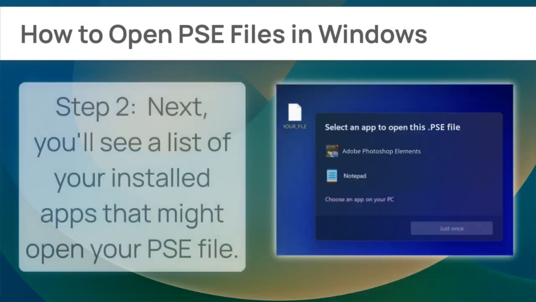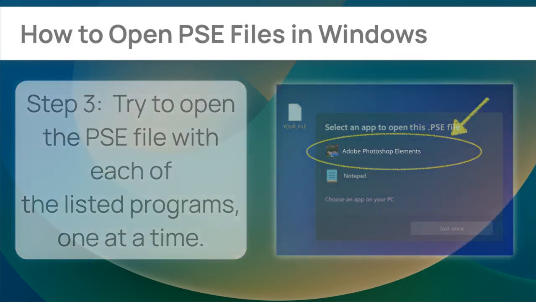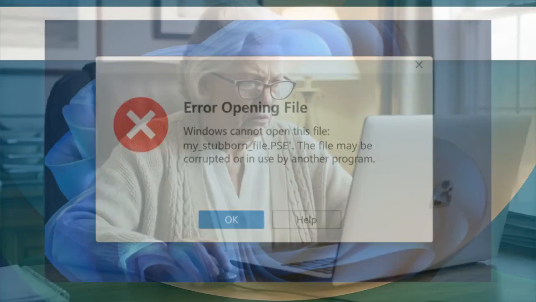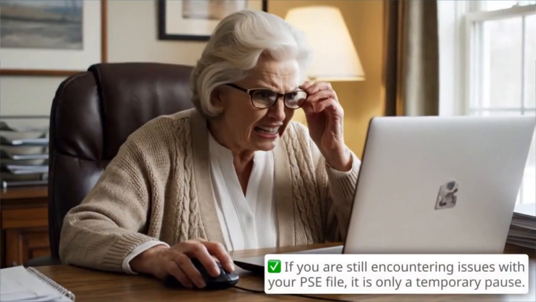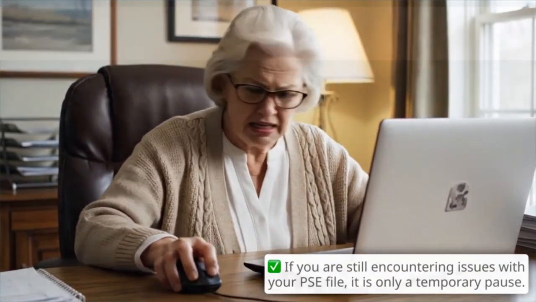Right-click your PSE file, then click Open With. Try Adobe Photoshop Elements first, and if that fails, immediately test the next application in the list. If the PSE file is still giving you trouble, relax. Before you download the universal fix, know what you're fixing. Here is a breakdown of the typical technical issues causing your PSE problem.